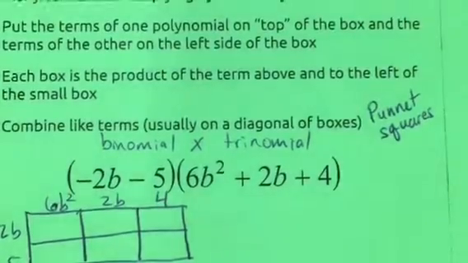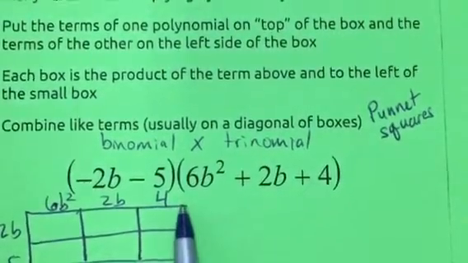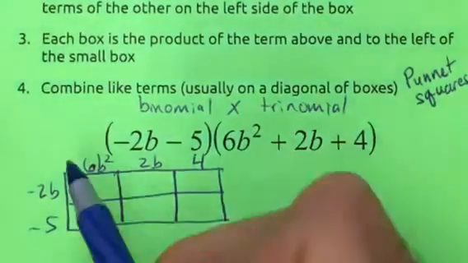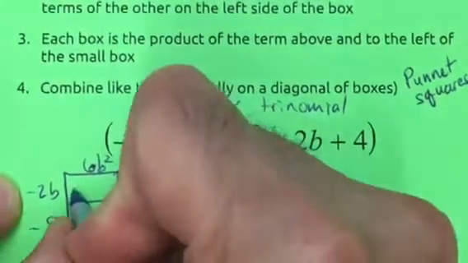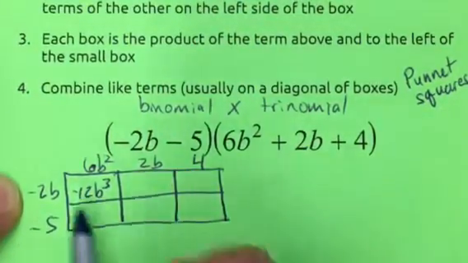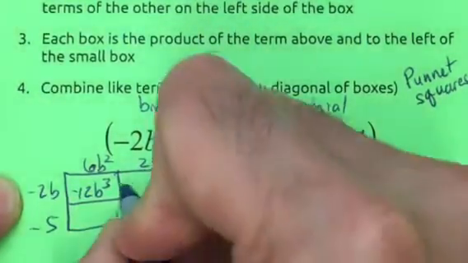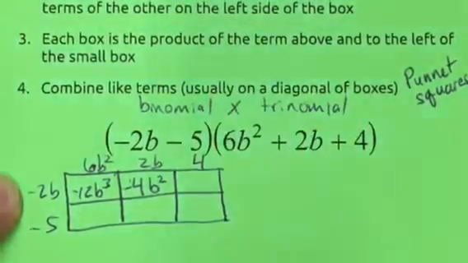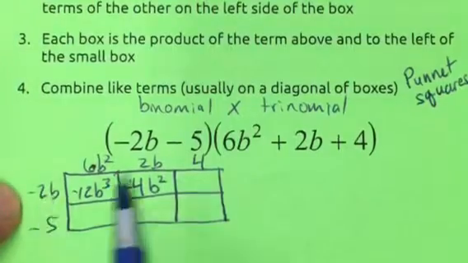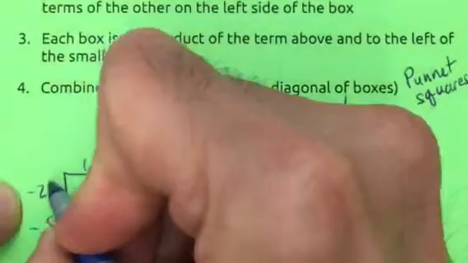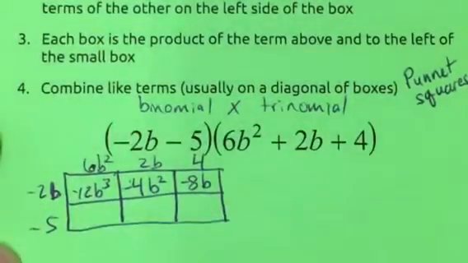Okay, Punnett squares, a little reminder. I'm going to multiply these two to make this box. Negative 2 and 6 makes negative 12b cubed. Negative 2 and 2 multiply to negative 4b squared. Negative 2 and 4 makes negative 8b. Okay, now we're going to do the bottom row.